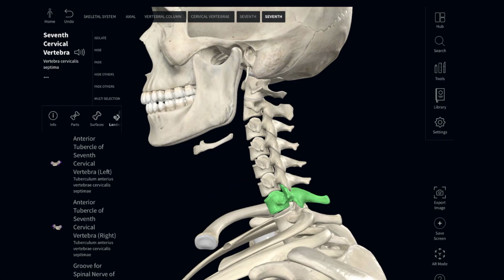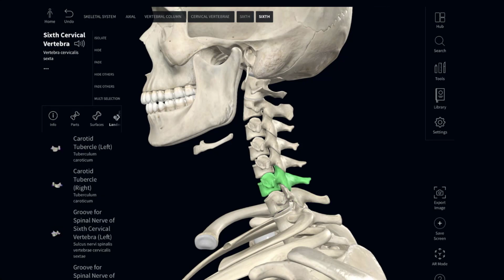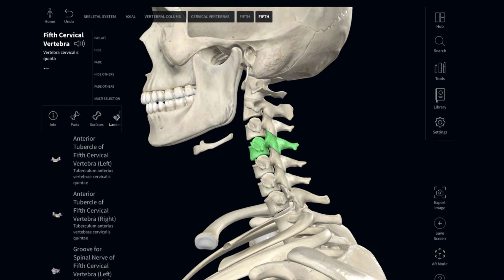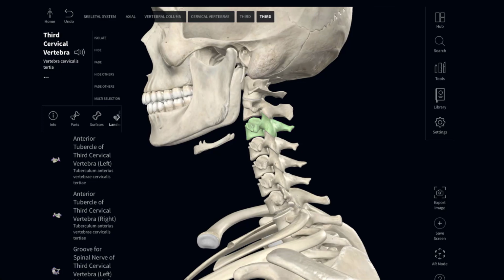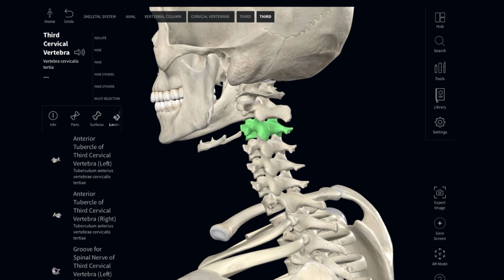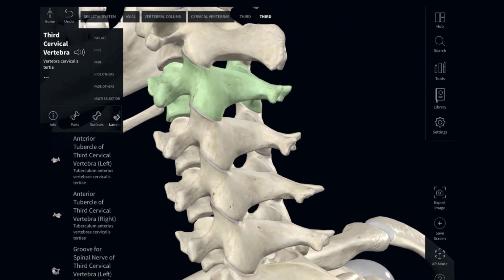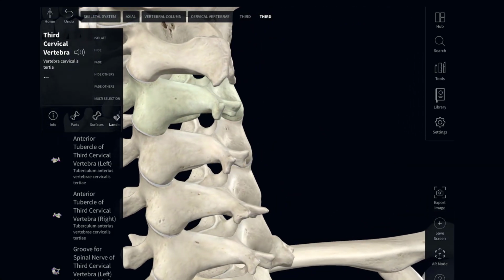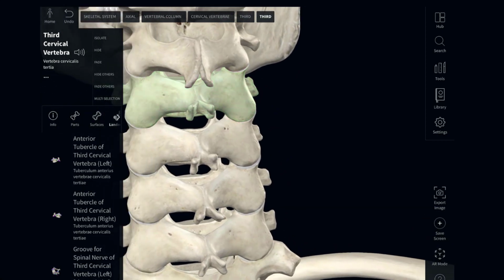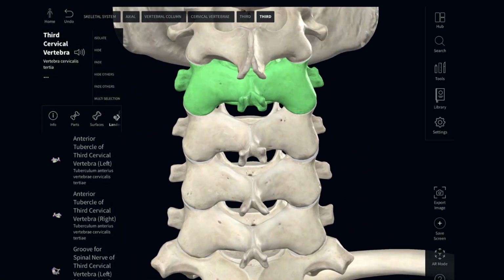So this was our seventh cervical vertebra, which is literally the same as the sixth one, fifth one, fourth one, as well as the third cervical vertebra. The only difference that we are having here compared to the seventh one is that the spinous processes have this fork shape. We call that bifurcation.